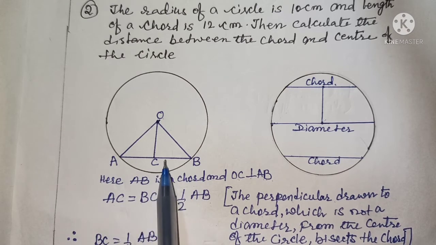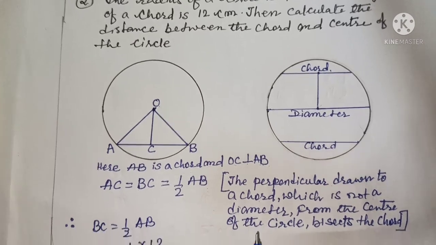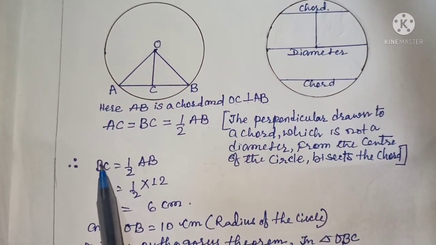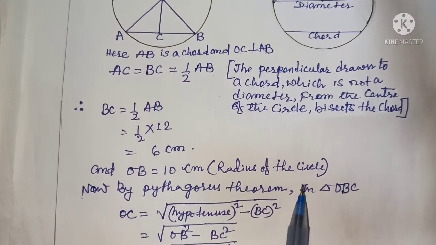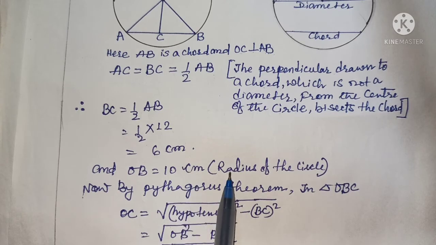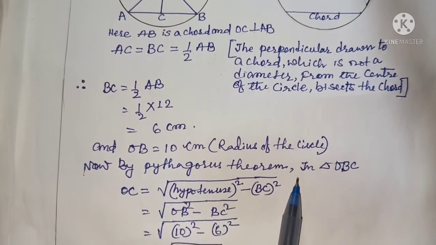So what will be the length of this BC? BC equals to half of AB. That means half of 12. So half of 12 means 6 centimeter. And OB is 10 centimeter as it is the radius of the circle. Now what we have to write?